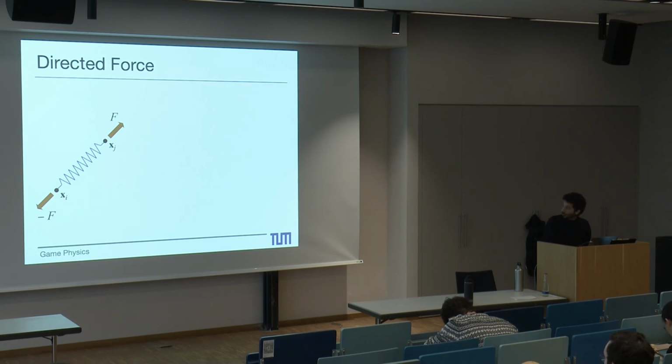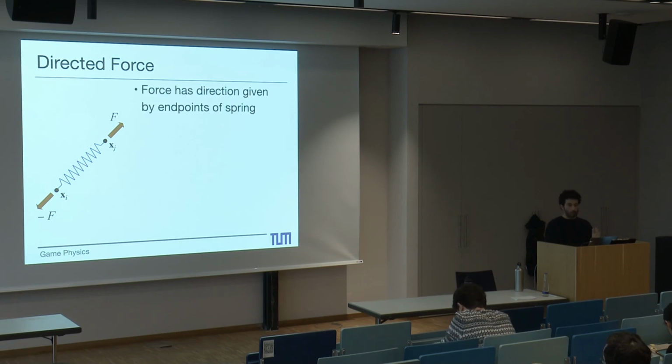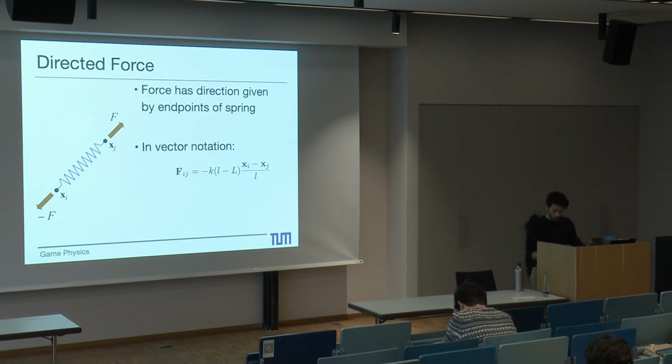The force that we get from the spring is always a directed force, and it's always in the direction of the deformation. So usually we model it at the endpoints of the spring, and this is also going to give us a hint on how to deal with that whenever we are implementing this. And in vector notation, we can write this using the same expression as before, but now what we have added on the side is essentially the direction of the deformation.